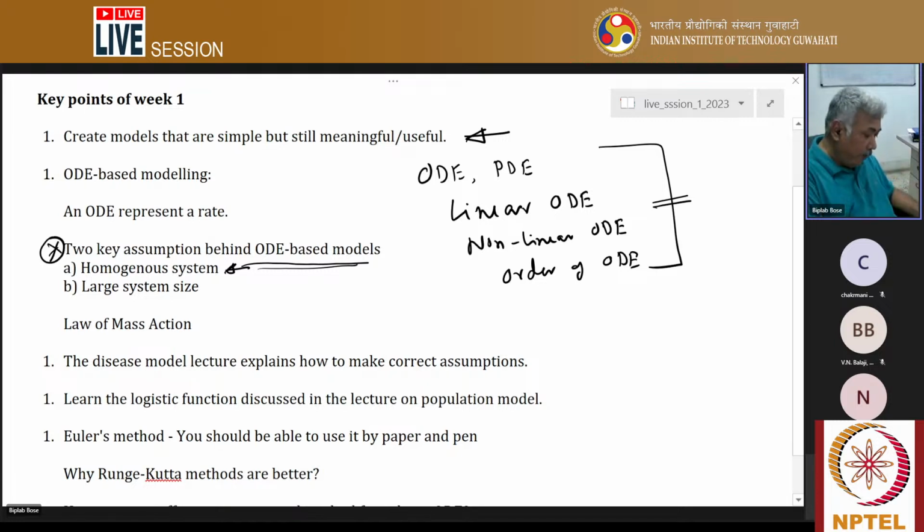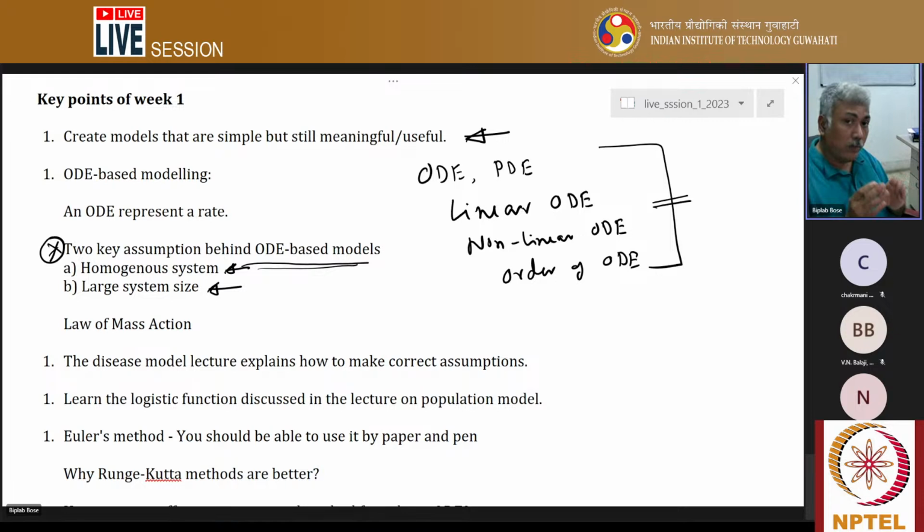And the second point is that the system is very large. The number of molecules should be high, that means their concentration should be high. If you are creating a population level model, then the number of individuals, number of people infected with the disease, number of animals in a particular niche, number of trees in your garden, if these are your variables, then that number has to be very large. For a small number, we cannot use an ODE based approach.